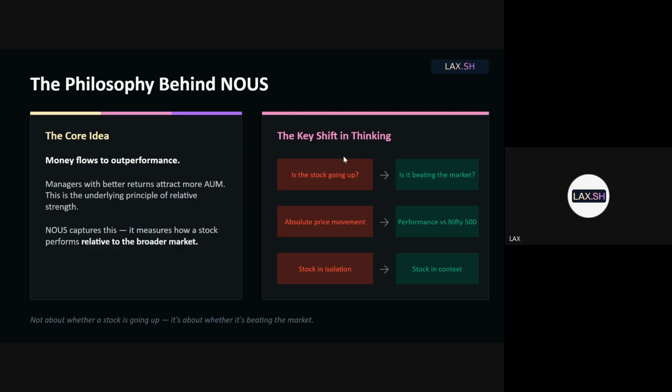Right now, people are talking about ITC. Never fall for only a stock, never fall for absolute price movement, never fall for whether a stock is going up or not. Look at the stock in the overall context. Look at the stock's performance against Nifty 500. Look at whether the stock is able to beat the market or not. That is the underlying philosophy of news.